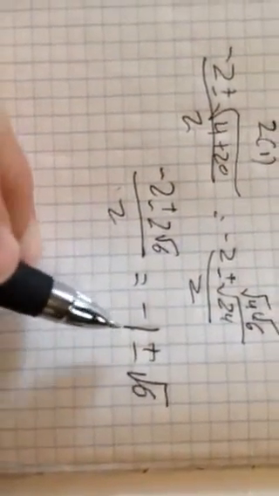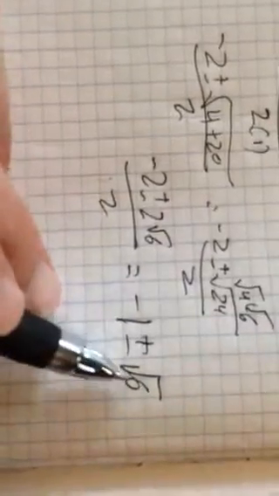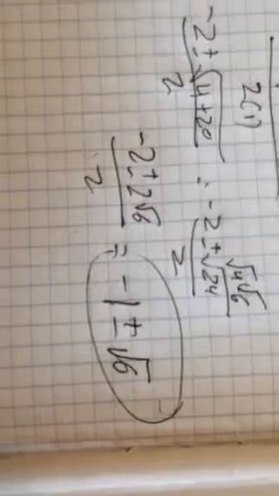Right? We could approximate them with a decimal, but they're irrational. So we're going to write them this way to show that that's them. All right, I hope that helps.